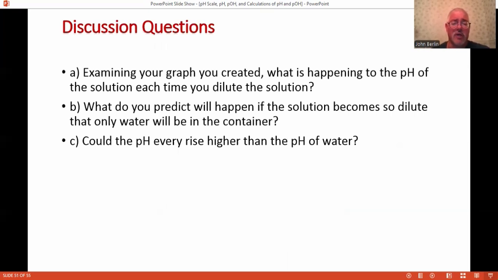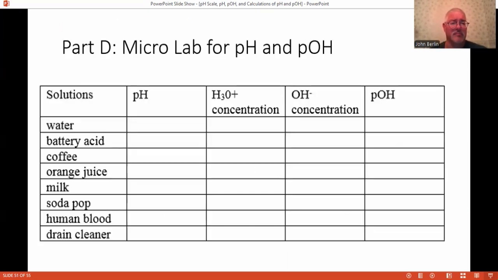Answer the discussion questions. So like I said, I want to know what happens if you extrapolate it all the way to 0, and what would happen, and basically what happens when you dilute the solution to the point where you can't dilute it anymore. I won't ruin the surprise, but we'll see what you guys come up with, okay?